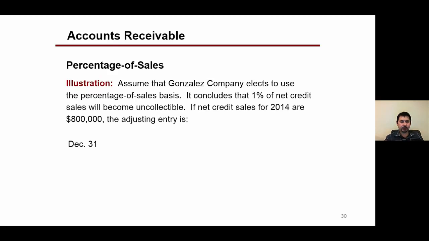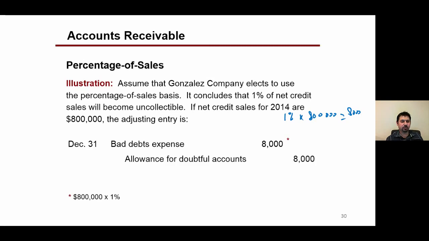1% multiplied by 800,000, and this is 8,000. So the amount is 8,000. How does the company record this information under the allowance method? The company will debit bad debt expense 8,000 and credit allowance for doubtful accounts 8,000.